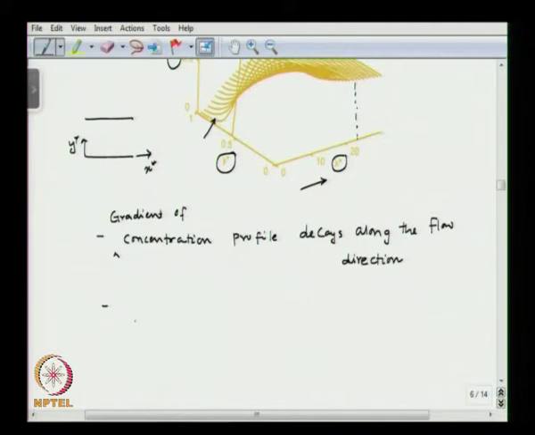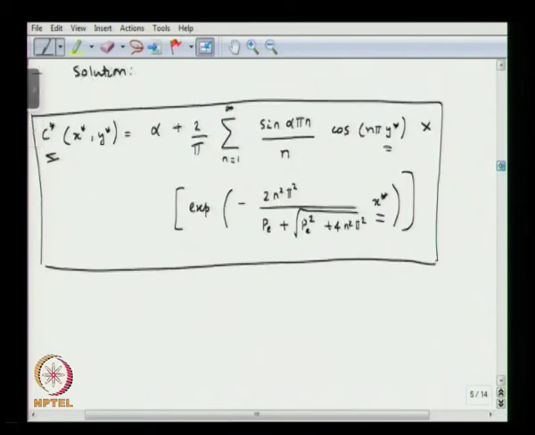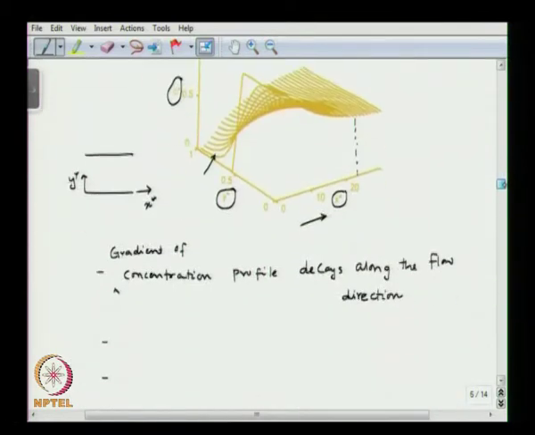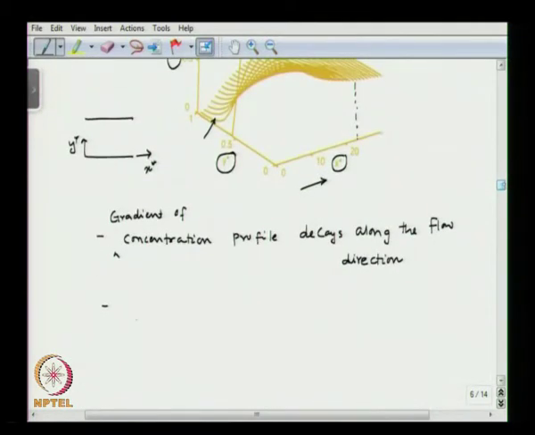And the other thing that we observe from the equation is, if Peclet number is going to be less, then the decay in the gradient of the concentration is going to happen faster. So, what it means is that for small Peclet number, it leads to faster mixing.